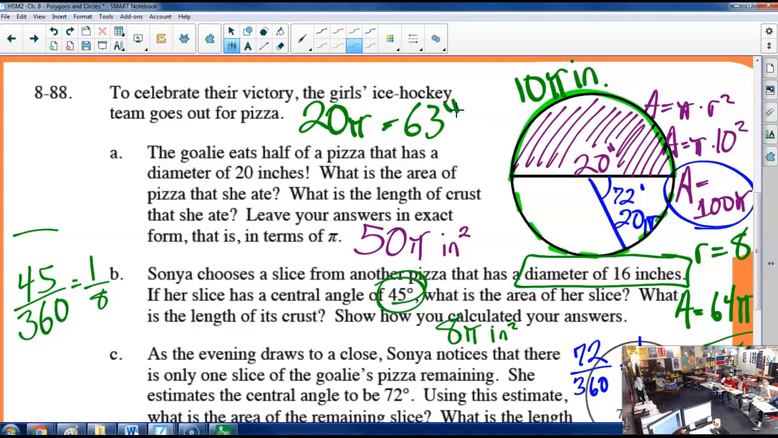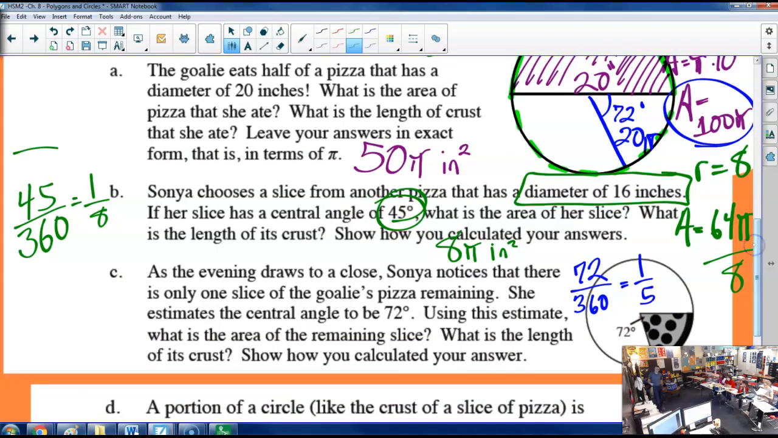So seriously, their goalie ate almost a yard of pizza crust. But it's not that big. Yeah, when we think of the crust as the outer edge of the pizza. So, okay, what about Sonia? Did I do that?